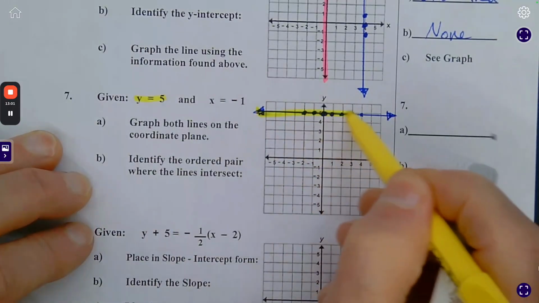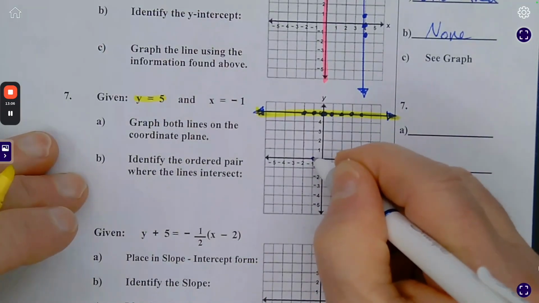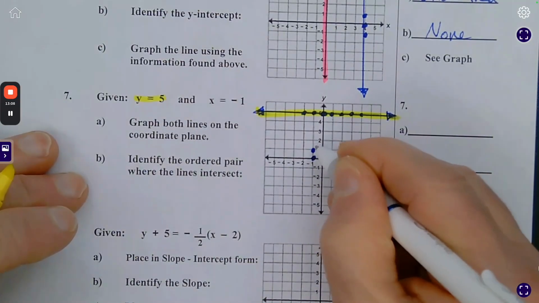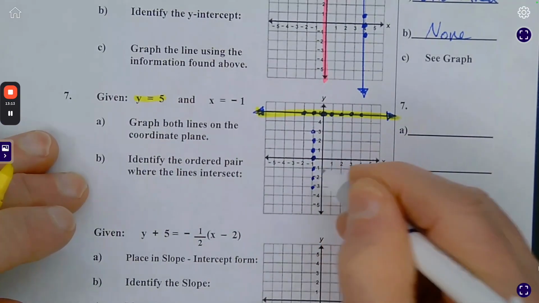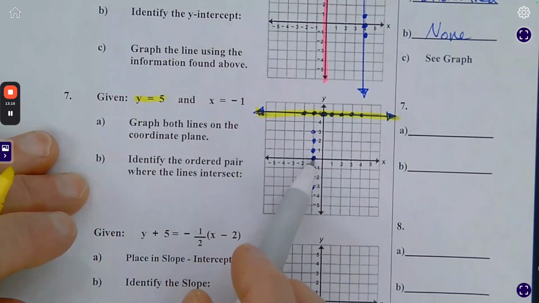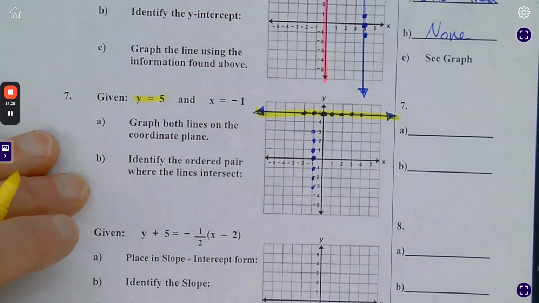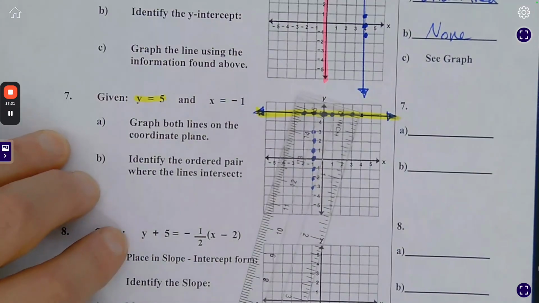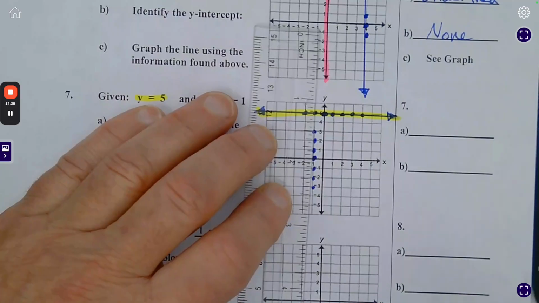This is that. Okay, now I'm going to go to x equals negative 1. That's right here. Where else does x equal negative 1? Well, right here, right here, right here. In fact, every one of those ordered pairs has an x value of negative 1. So negative 1, 3, negative 1, 2, negative 1, 1, negative 1, 0, negative 1, negative 1, right? Okay, let's graph that. This looks like this.